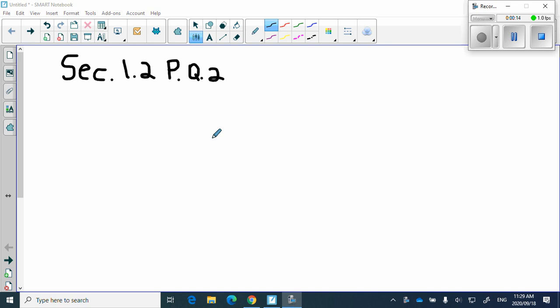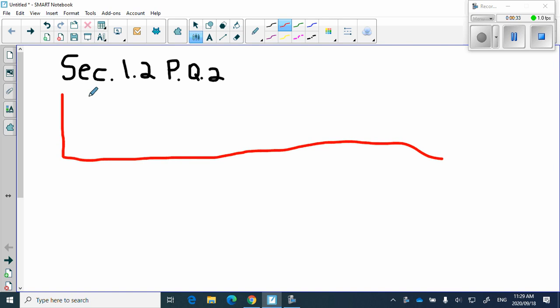Section 1.2, practice question 2. It says a curling rock leaves a curler's hand at a point 2.1 meters from the end of the ice and travels southward. So we're going to draw a picture here. So here's the ice right there. I'm using my finger. All right. And this is the end of the ice.